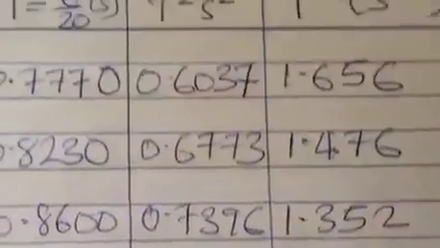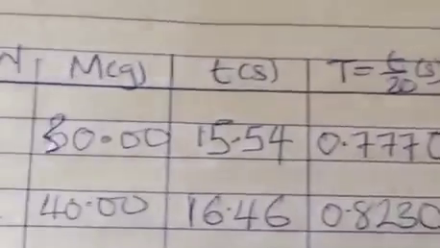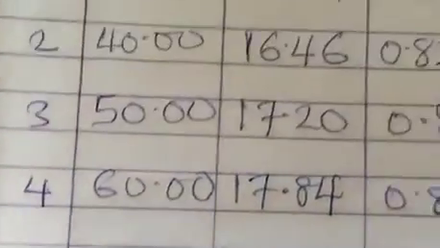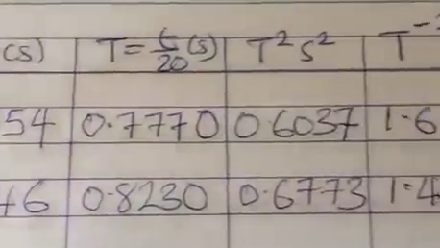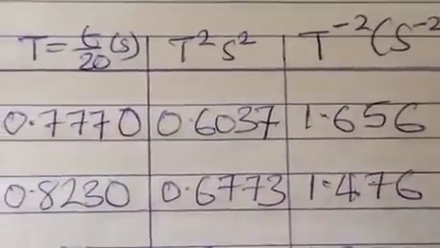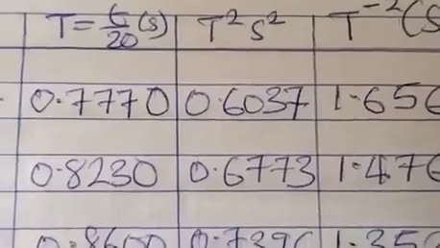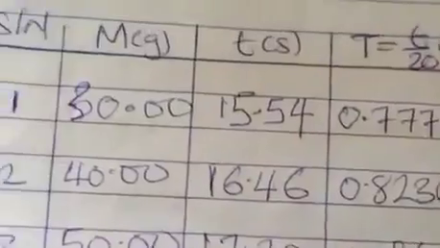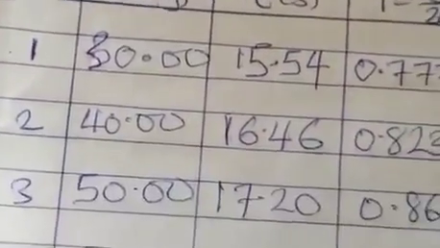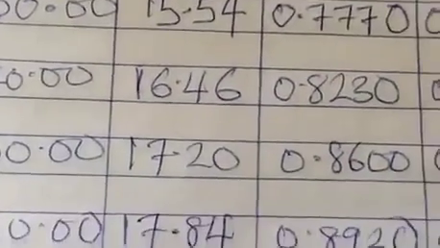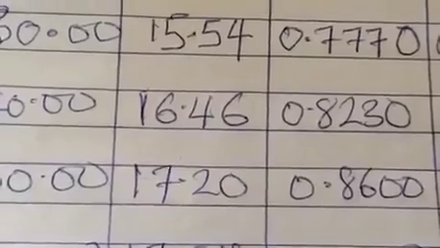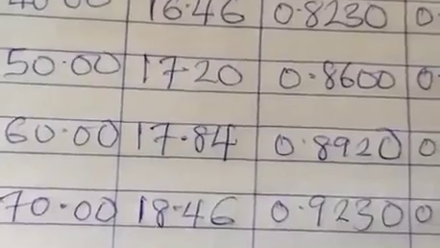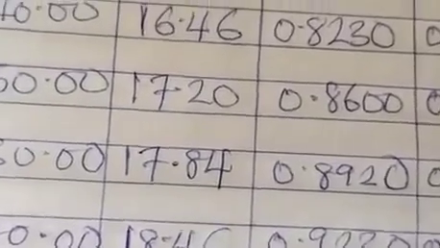The values are 0.6037, 0.6773, 0.7396, 0.7957, 0.8519. Capital T squared against m, for 30, 40, 50, 60, 70. Plot this kind of graph. So instead of using the inverse, use T squared. This one is going to give you a straight line that starts from 0, not an inverse graph, and find your slope. Because they can ask you to do anything from this graph, from this table of values. They can ask you to do anything.